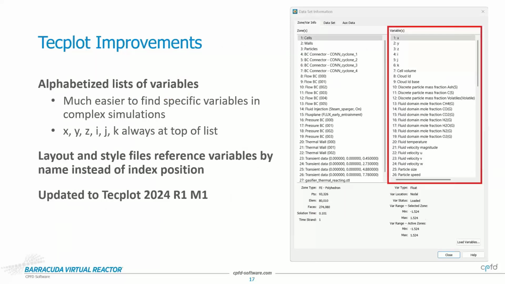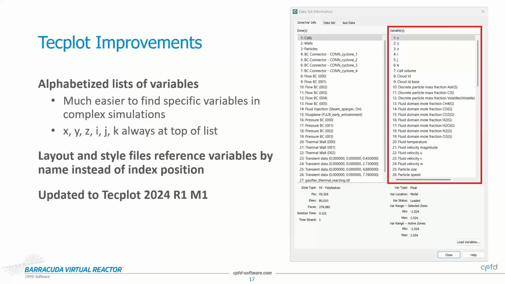In addition to the enhancements and the new options that we discussed about Barracuda itself, we've also made a few changes to the bundled Tecplot for Barracuda post-processor that we hope will be helpful for people. The first change is that we've alphabetized all the variable lists that you see in Tecplot for Barracuda. This will make specific variables a lot easier to find, especially for simulations that have a lot of variables going out to the visualization files.